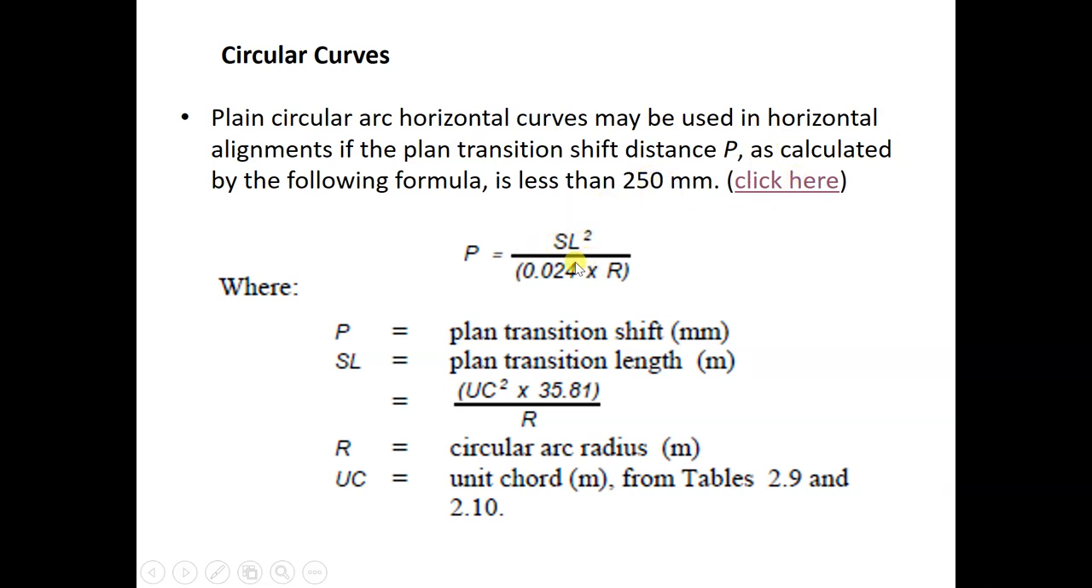This P we can find by this formula as well: P equals SL squared divided by 0.04 times R, where SL is the plane transition length and P is the plane shift. It is also equal to UC squared times 35.81 divided by R, where R is the circular arc radius and UC is a unit chord from tables 2.9 and 2.10. So we need to find the UC as well.